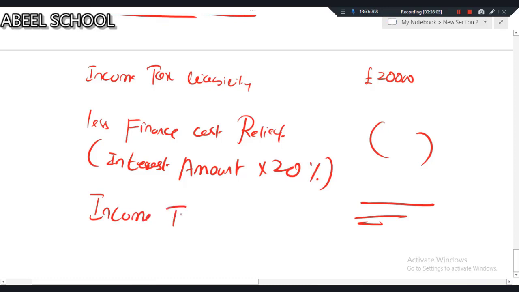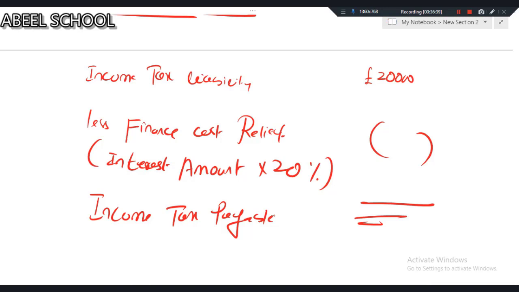Income tax payable. So all you need is just take that interest amount, finance cost amount, multiply that with the 20%, and whatever comes, deduct that amount from the income tax liability. You will get income tax payable. So let me repeat. You cannot simply deduct the finance cost while calculating the property income. All you need is first calculate the income tax liability, and from that income tax liability deduct the finance cost relief.